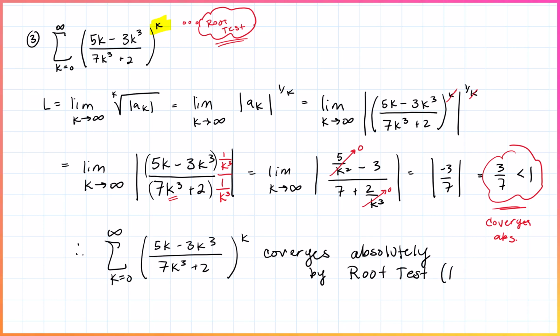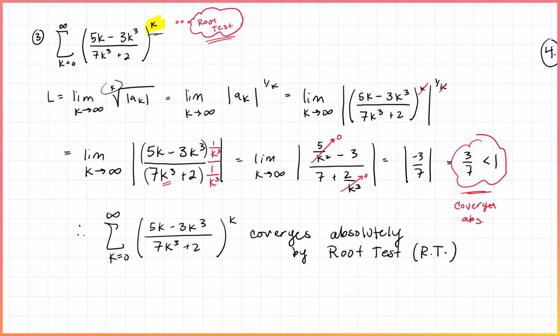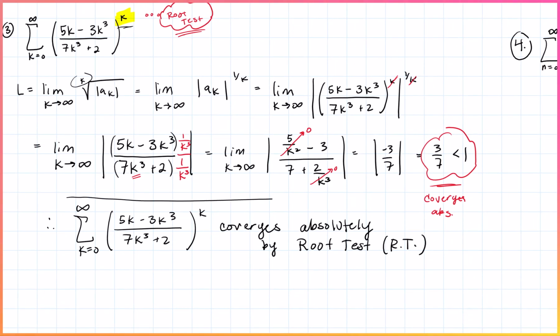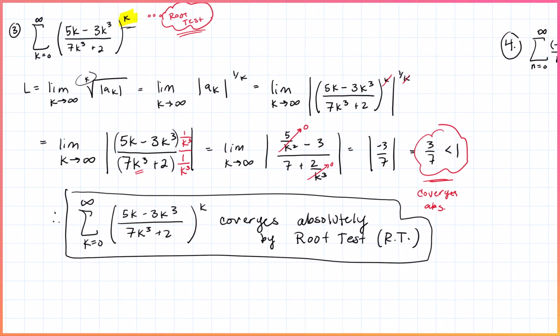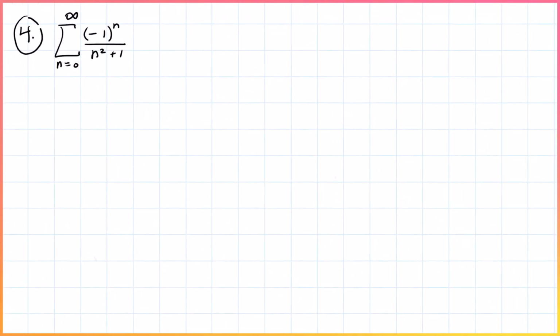Now, the root and the ratio test, it's obvious from the form which you did. Did you take the kth root or did you take a ratio? But we'll specify that we took the root test. And there's our result. Okay, let's look at another one.